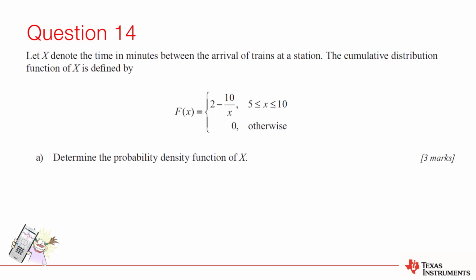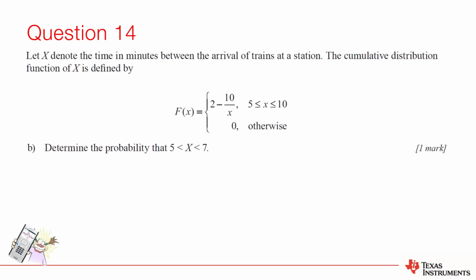The derivative of a constant 2 is 0. The derivative of 10 over X is minus 10x to the minus 2, so that's just going to give me 10 over X squared. Once again, between 5 and 10 and 0 otherwise. So little f is the probability density function. Big F is the cumulative distribution function. Determine the probability that X is between 5 and 7.